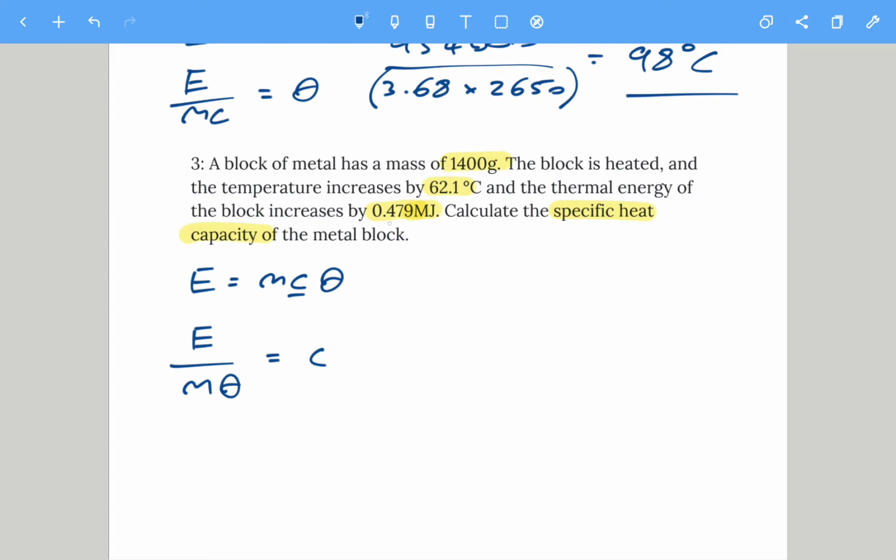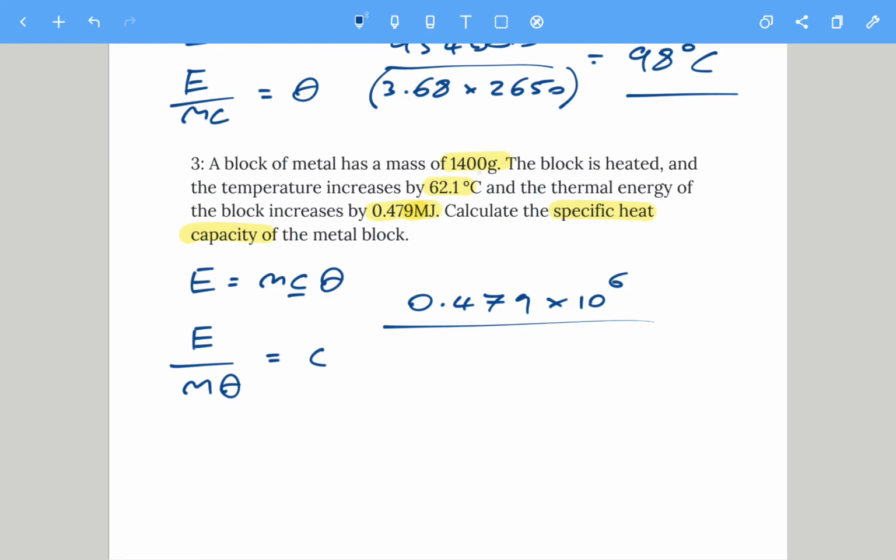Now the energy is 0.479 megajoules. So what you need to do with that is times that by 1 million and put that into your calculation, since mega means times a million. You could do it in standard form and it's 0.479 times 10 to the power 6. It's completely up to you which one you do. If you just times it by a million, it's the exact same thing.